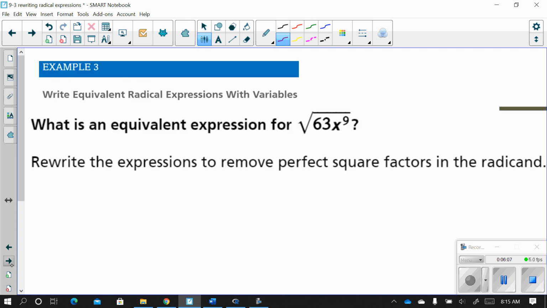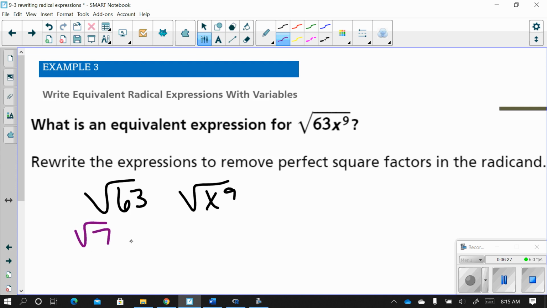Okay, so that's how we do the numbers. Let's throw some letters in there as well. Okay, so we're going to look at the square root of 63, x to the 9th. So sometimes it's easier to separate it and really just concentrate on the numbers, and then we'll concentrate on the letters afterwards. Okay, so the square root of 63 we actually just did.